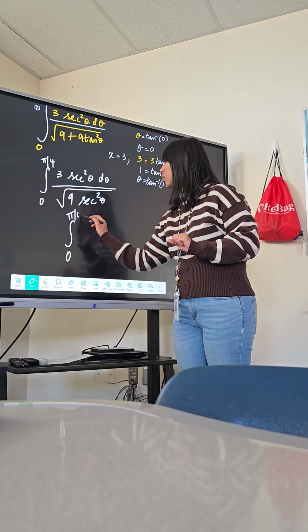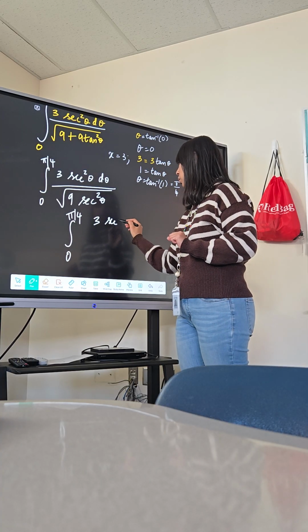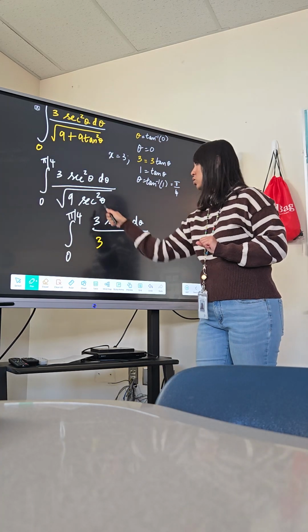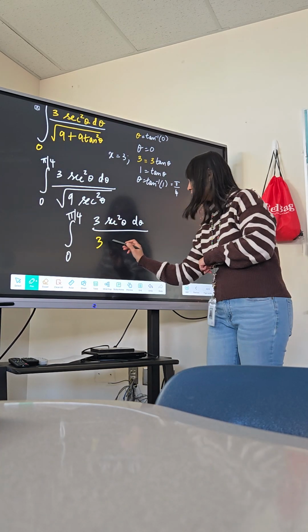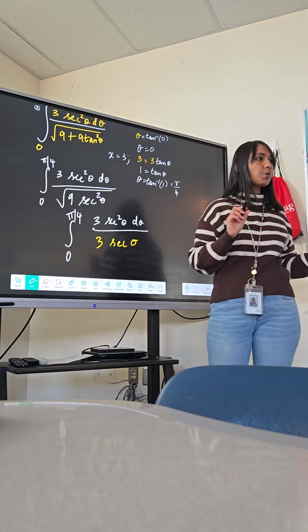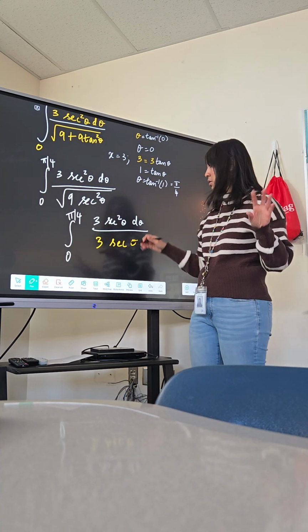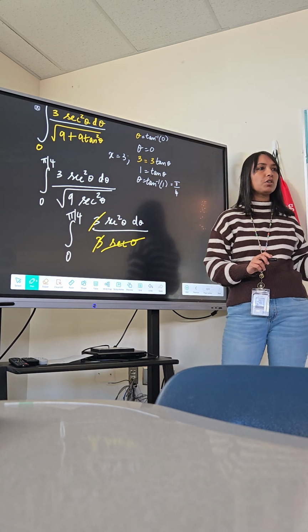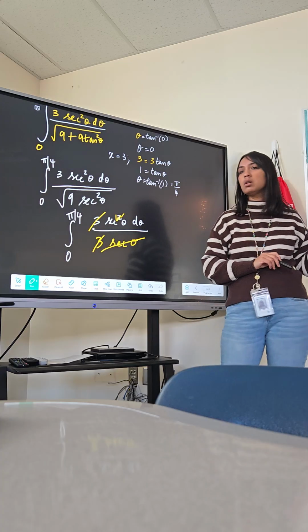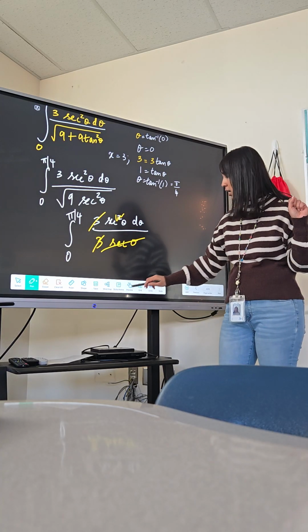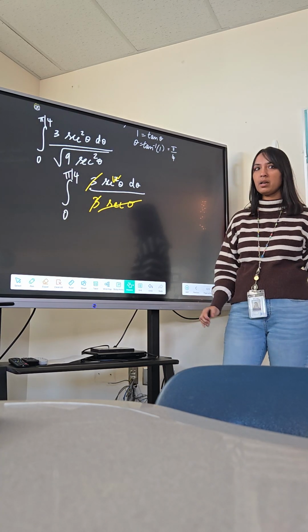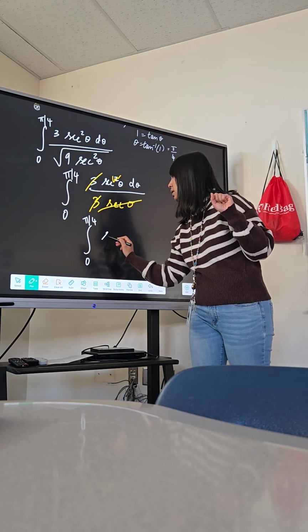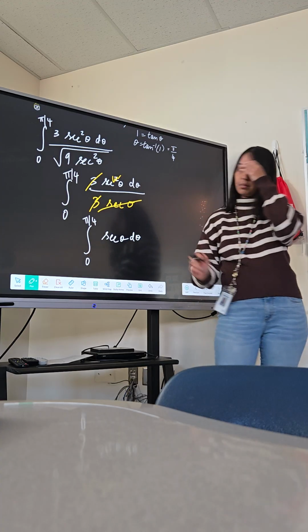Okay, so now I'm going to remove the square root. The square root of 9 is 3. The square root of secant squared theta is secant theta. I remove the square root. Now I'm simplifying all the numbers. The 3 goes away. The entire denominator actually goes away, leaving us with just the 1 of that secant theta d theta in the numerator. This is what we have right now. Okay, so the integral from 0 to pi over 4 of secant theta d theta.